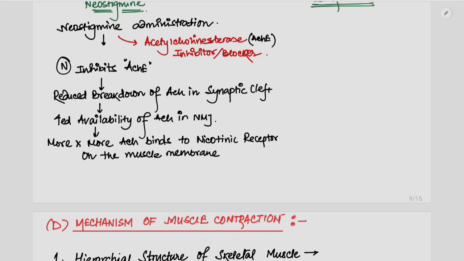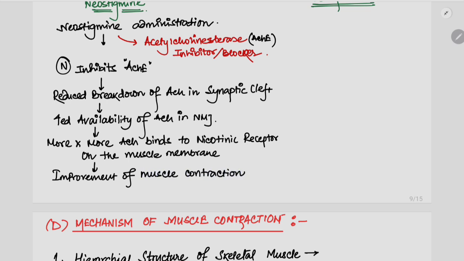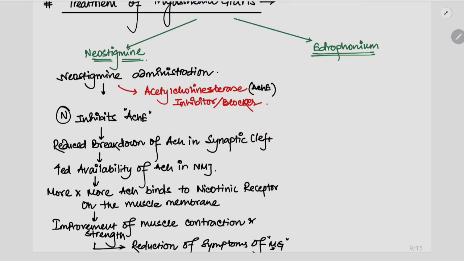There is an autoimmune antibody against the nicotinic receptors, the acetylcholine-gated sodium channels. The receptors which are not attacked by those antibodies bind more and more acetylcholine. So there is improvement of muscle contraction and strength, and there is reduction of symptoms of myasthenia gravis. So this is the main mechanism of action of neostigmine.